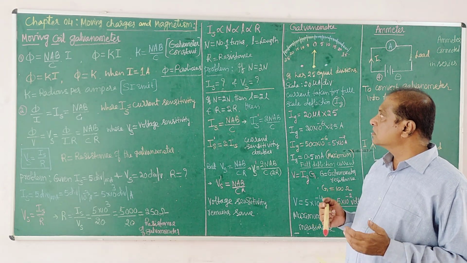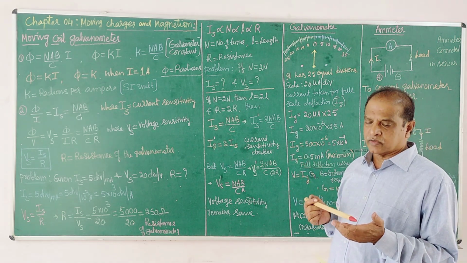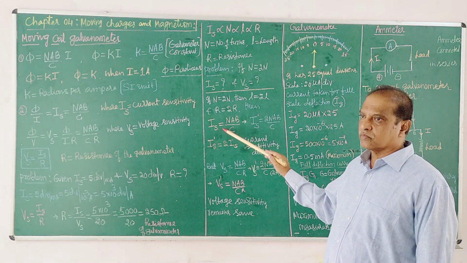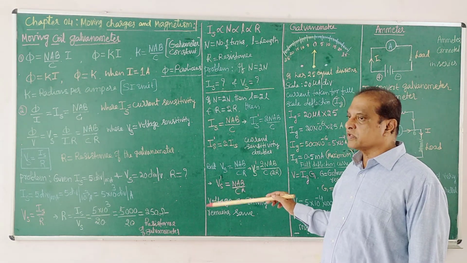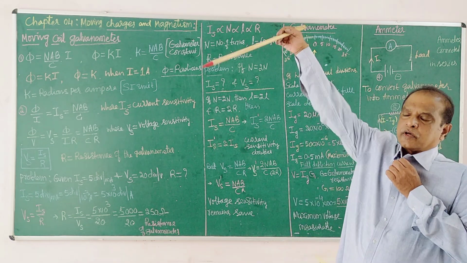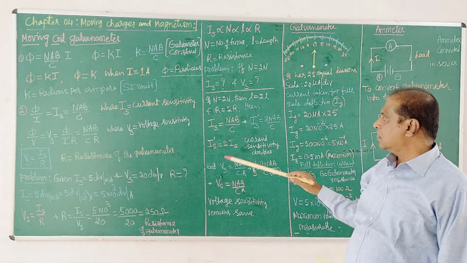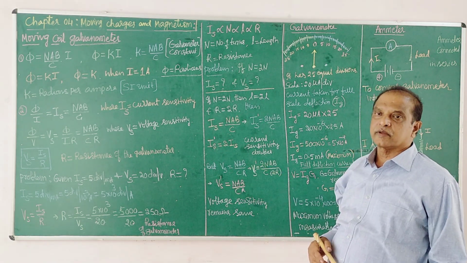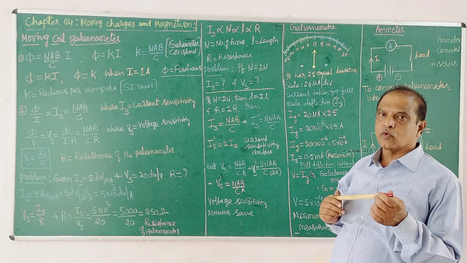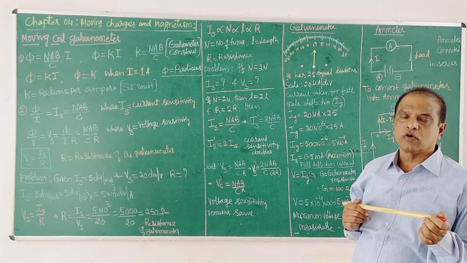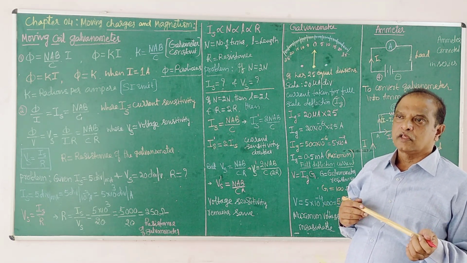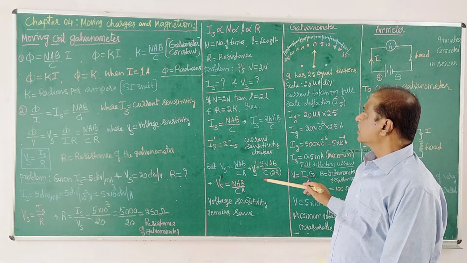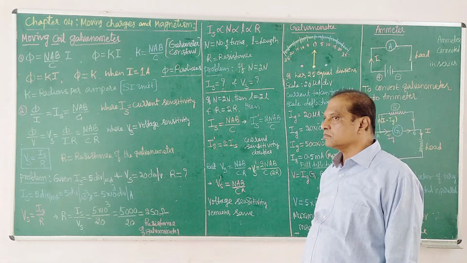If the number of turns increases, current sensitivity increases, but voltage sensitivity remains the same. If the number of turns decreases, current sensitivity decreases, but voltage sensitivity remains the same. There is an effect only on the current sensitivity, no effect on the voltage sensitivity, if you change the number of turns, increase or decrease. That is what we understood from this concept.